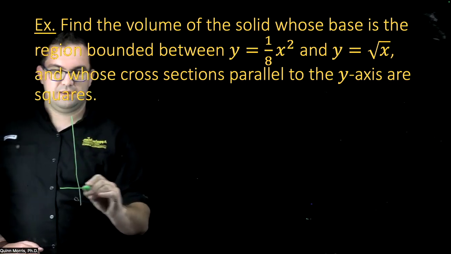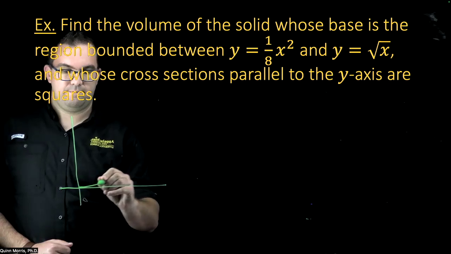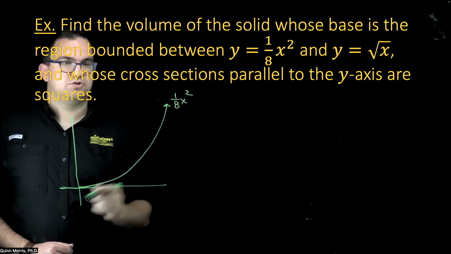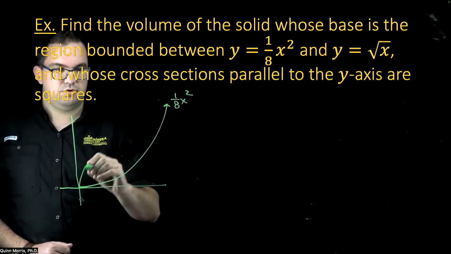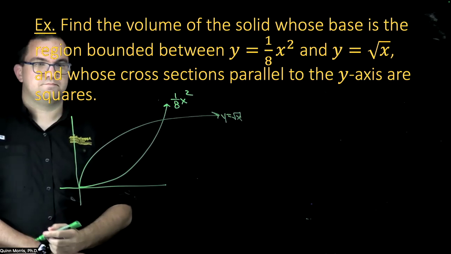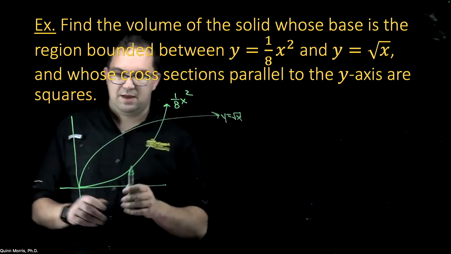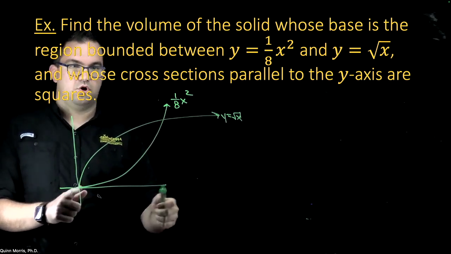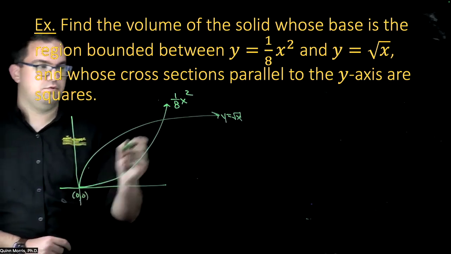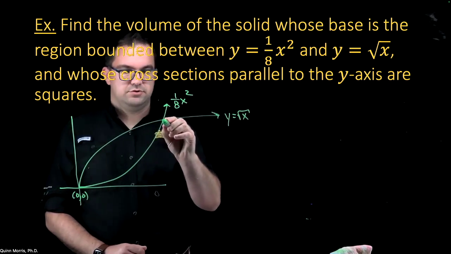So I first want to start by thinking about my base. My base is bounded between this function 1/8 x squared and y equals the square root of x. So this is my base sitting here. And the first thing I'm probably going to need to know is what the bounds on my base are. So clearly this corner is 0, 0.